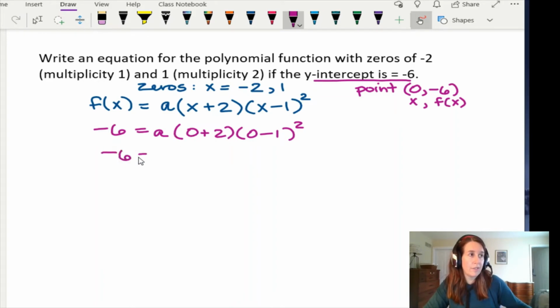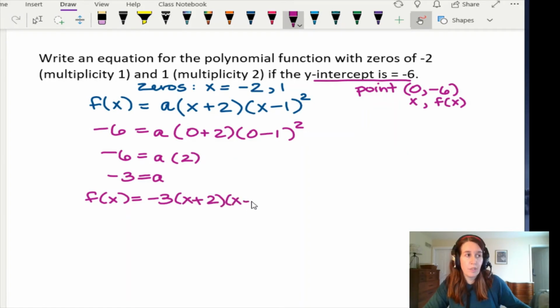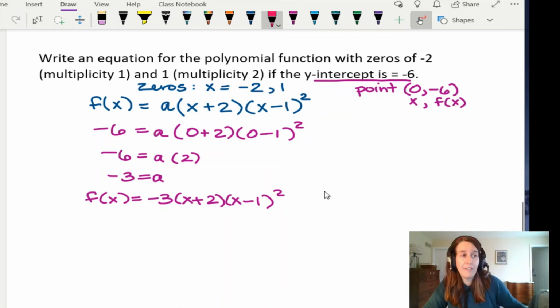So this is -6 equals a. Now this is 2 times 1. -1 squared is +1. So it's just a times 2. Okay, so divide both sides by 2 and you'll get a is equal to -3. Okay, so we have our function, f of x is equal to -3 times (x plus 2) times (x minus 1) squared. Okay, this is a totally fine answer.